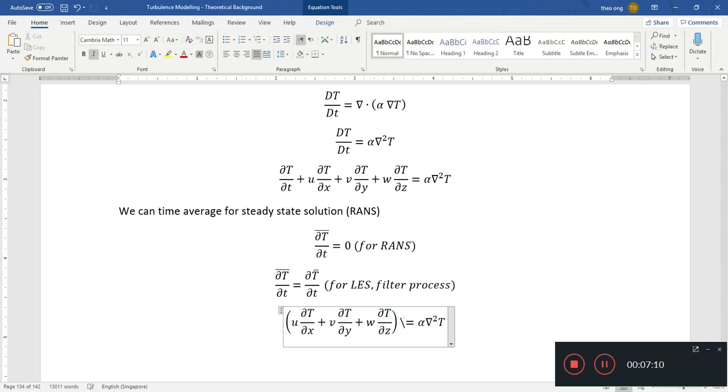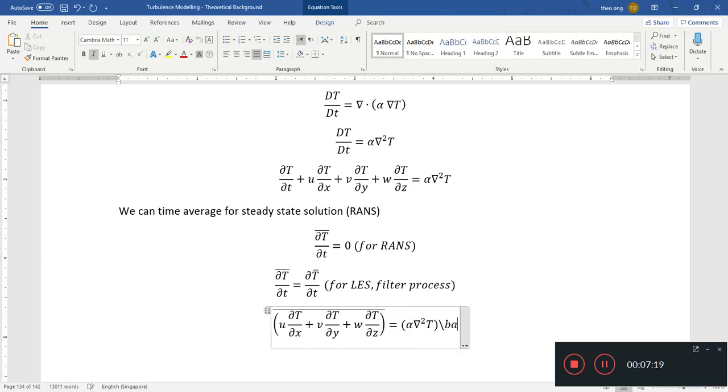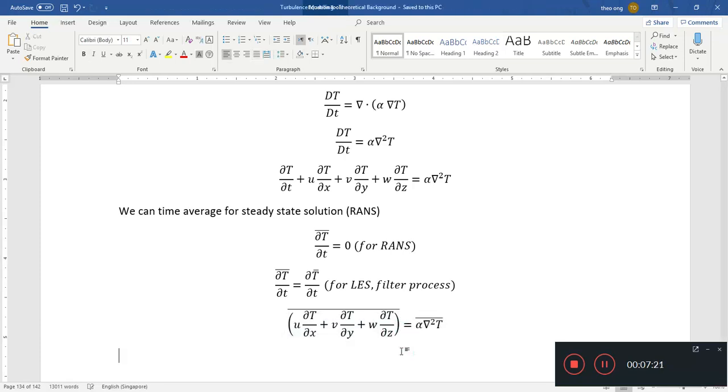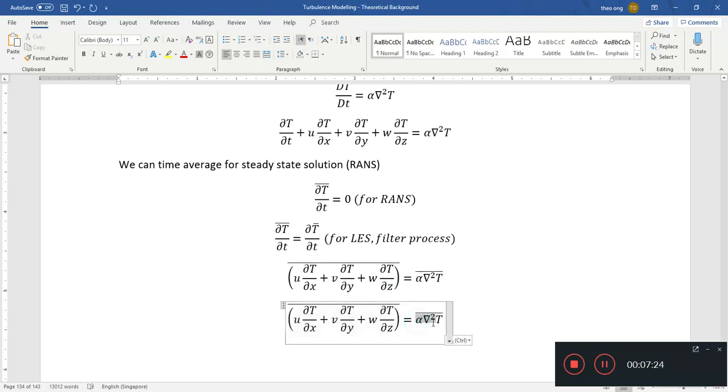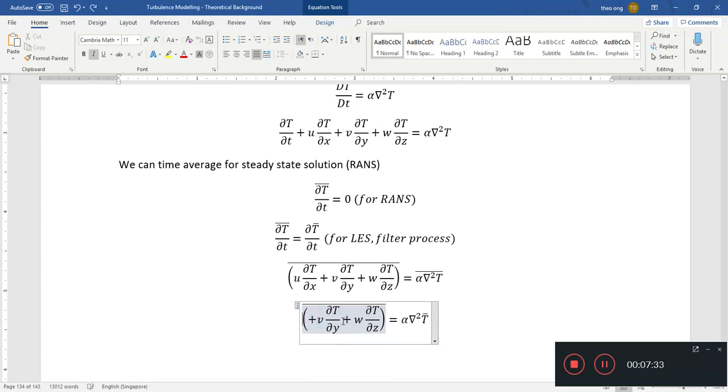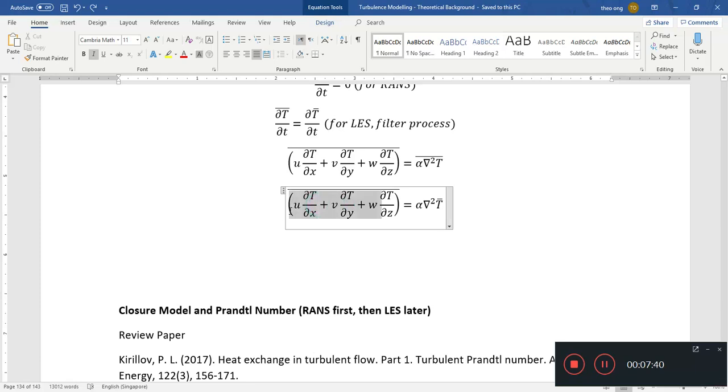So we just do a bar over all of them, and we do a bar on the right-hand side. Again, with the Laplacian term, this right-hand side term we can just get rid of. We can just take these two out, no problem, and we can do filtering over each of these individual terms. So let's try that.